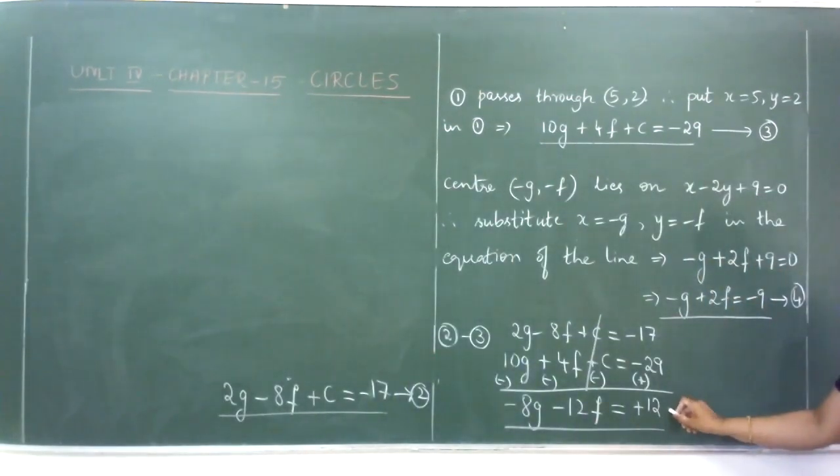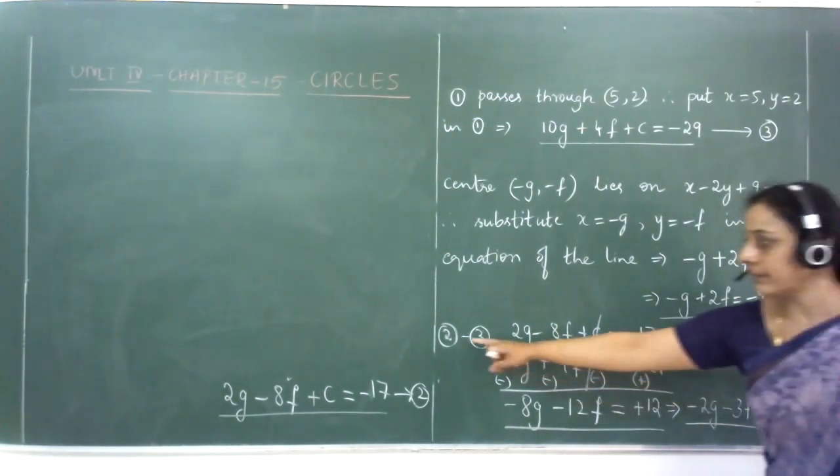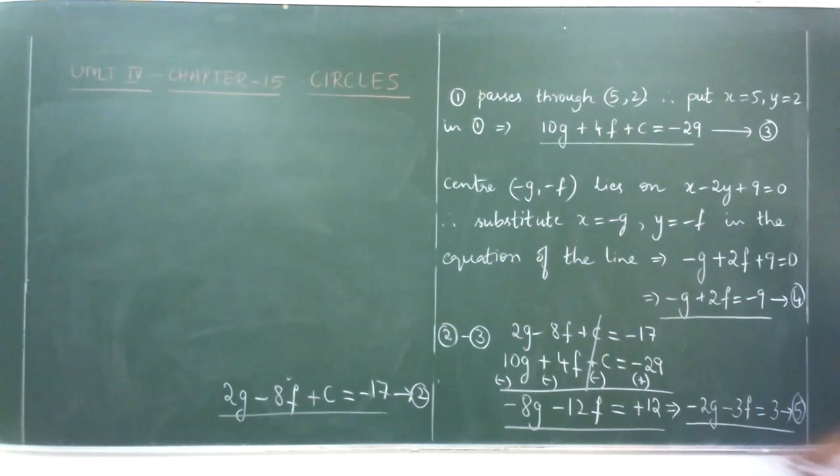And here I can be calling 4 as a common factor. So this equation further will reduce to minus 2g minus 3f, which is equal to 3. Isn't it? When I take out 3 as a common factor, it gives me minus 2g minus 3f is equal to plus 3, which I will eventually number as equation number 5. So how did we get this equation number 5? When we subtracted equations 2 and 3. C got eliminated, thus we have this equation 5.